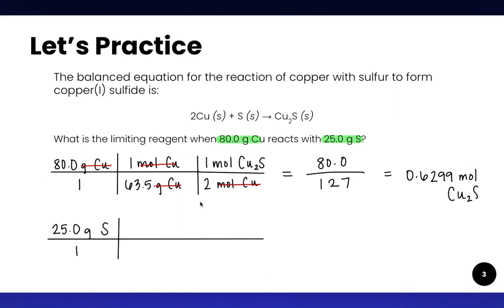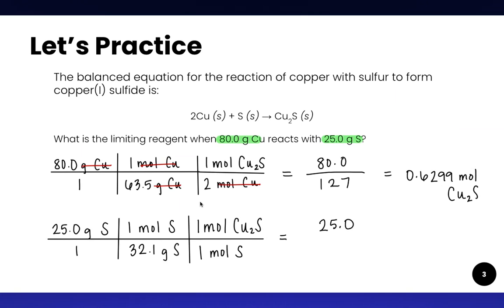The molar mass of sulfur is 32.1 grams per mole. And it is a 1-to-1 molar ratio from the balanced equation. That comes out to 25.0 divided by 32.1. Let's check our units. Those cancel, and we're left with the same unit as above, moles of copper 1 sulfide. Okay, so when you divide those two numbers, you get 0.7788 moles.